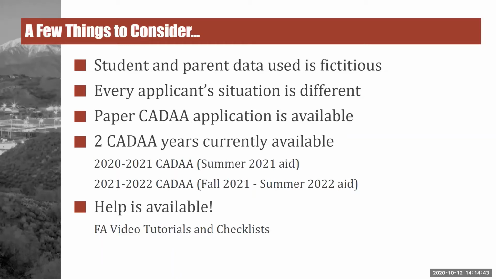Finally, help is available. If you have any questions or concerns with this application, you can contact the California Student Aid Commission, or CSAC, which is the state organization which manages the DREAM Act application. You can also contact the Mount SAC Financial Aid Office for assistance, and we'd be happy to help you.